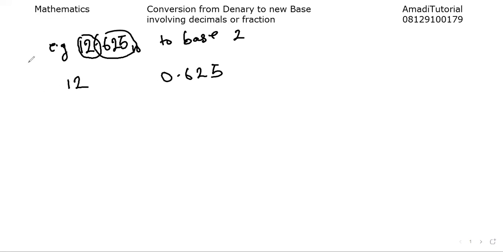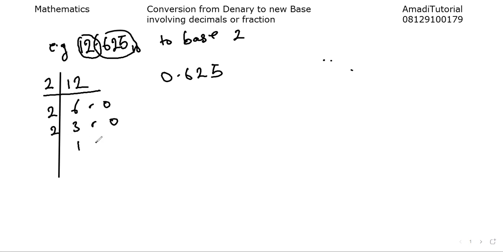So for that of 12, draw our line here, and divide through by 2. 2 divide 12, 6, remainder 0. 2 divide 6, 3, remainder 0. 2 divide 3, 1, remainder 1. 2 divide 1, 0, remainder 1. So that is all there.